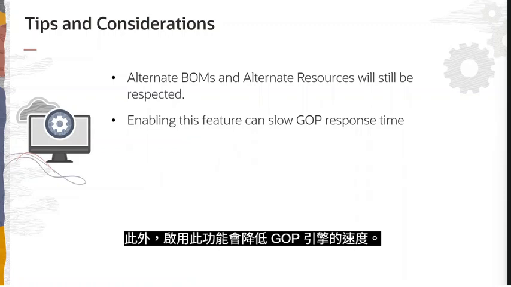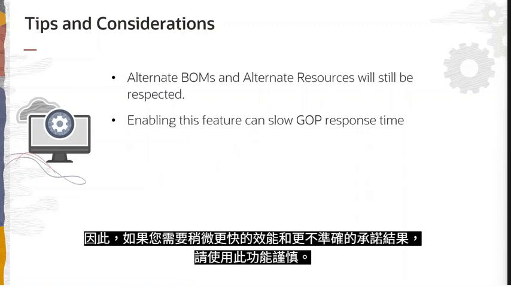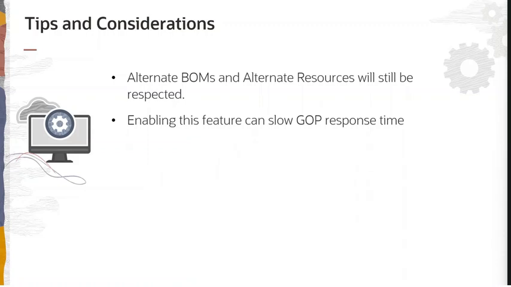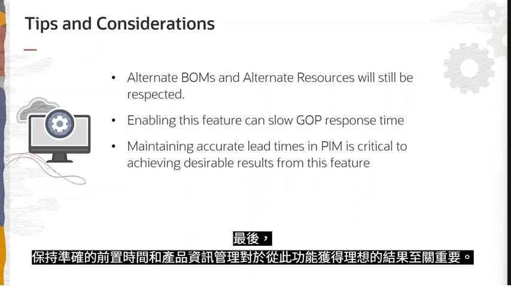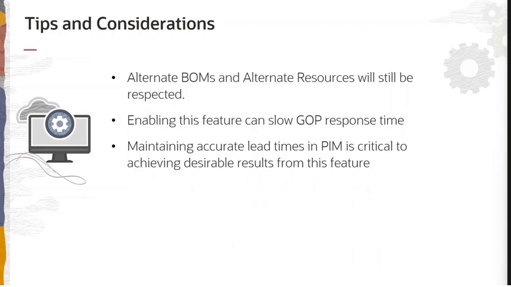Also, enabling this feature can slow down the GOP engine. So if you need slightly faster performance and less accurate promising results, then be cautious using this feature. You may want to continue to promise according to the default behavior. And last, maintaining accurate lead times and product information management is critical to achieving desirable results from this feature.